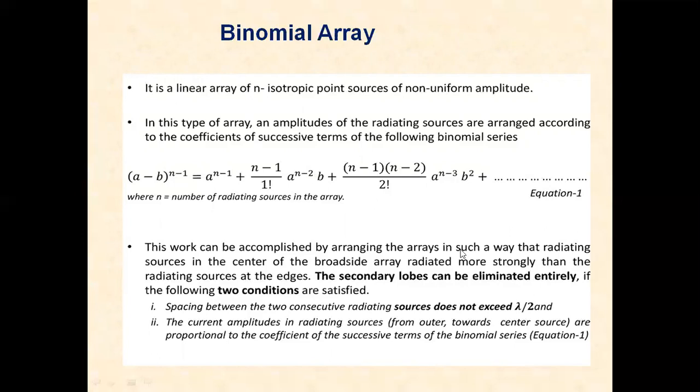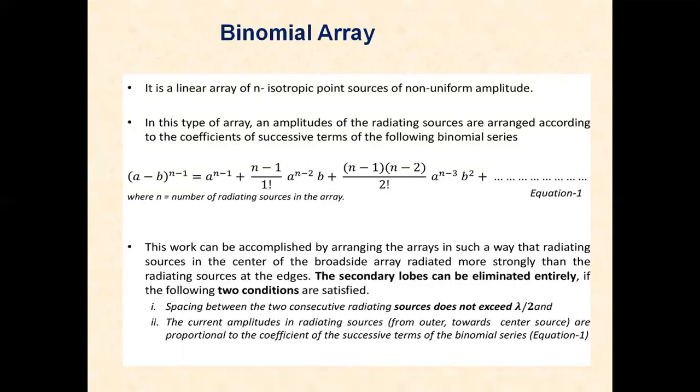The elements are placed in the form of a binomial series. We will see how the elements are placed by seeing the structure of the binomial array. So the basic structure is like this. We have linear arrays, isotropic point sources, non-uniform amplitude.